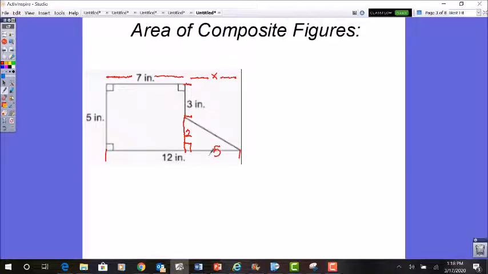So now we have our dimensions for our triangle, which are 2 and 5, and then we still have the dimensions for the rectangle. So I'm going to call this shape A, and we'll call this shape B. So we're going to find the area of each of these pieces.